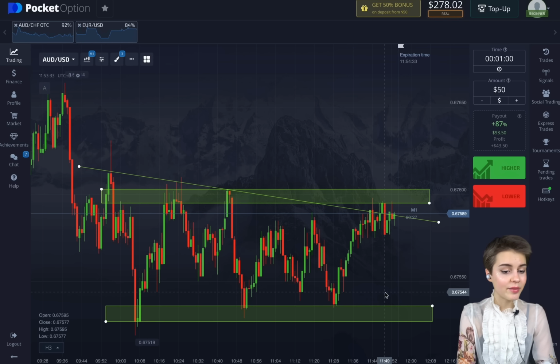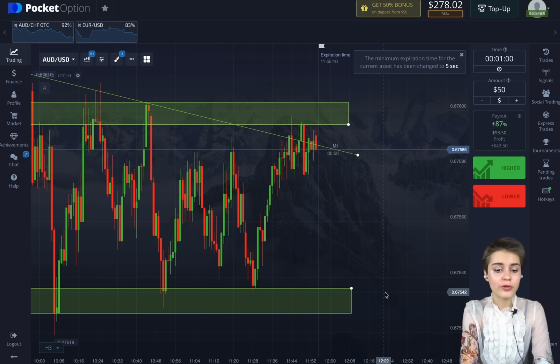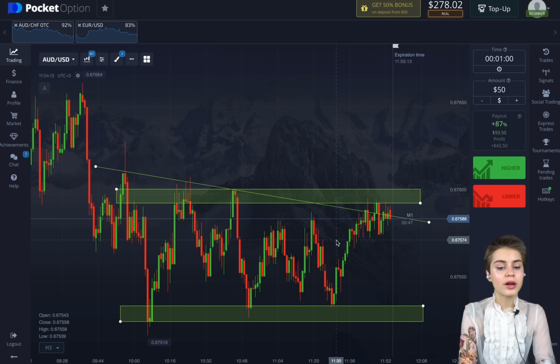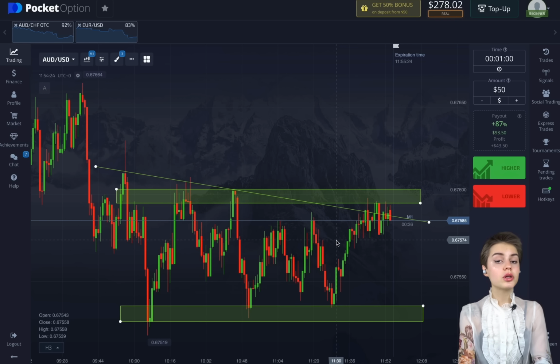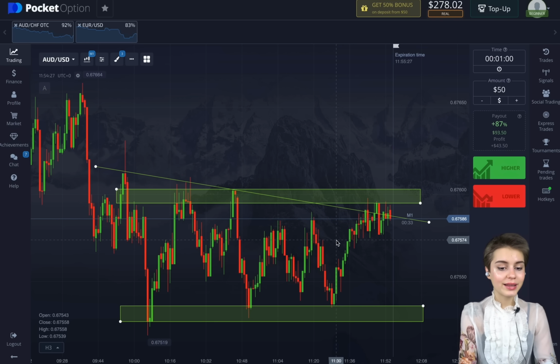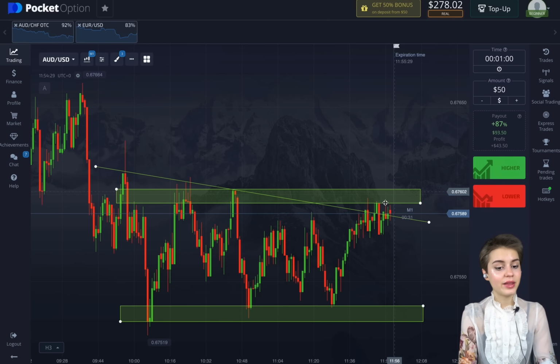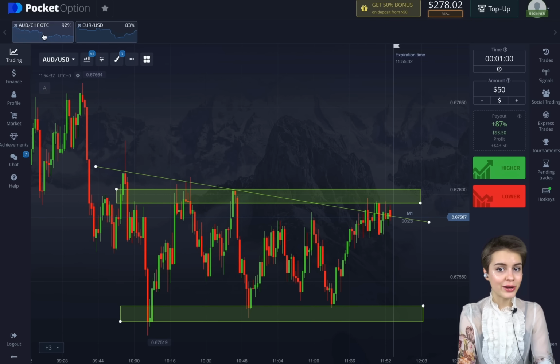So if you drew this level only you can see, then most likely you'll never see a reaction from it because other players in the market do not see it. I hope it's all clear, guys, and this is why resistance and support zones do work. And now let's open a couple of deals either from a resistance level or from a support zone.